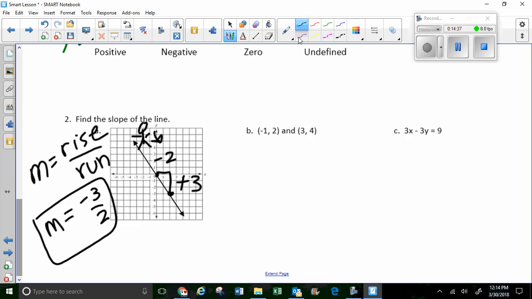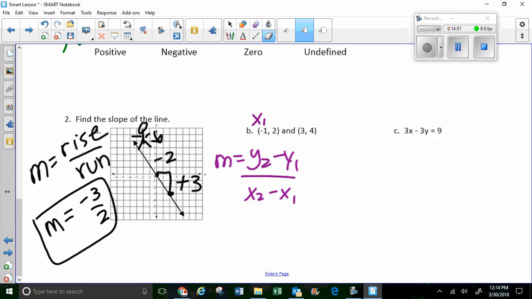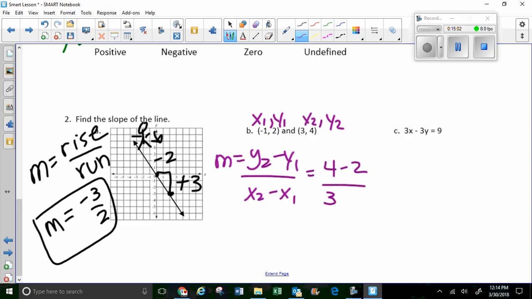Now slope from 2 points, we have to use a totally different equation. We have to think of it as y2 minus y1 over x2 minus x1. So label your points x1, y1, x2, y2. Plug in, we're going to have 4 minus 2 over 3 minus negative 1. But I don't leave it minus negative 1. Let's make that a plus. So 4 minus 2 is 2. 3 plus 1 is 4. And always simplify. 2 over 4 is a slope of 1/2.